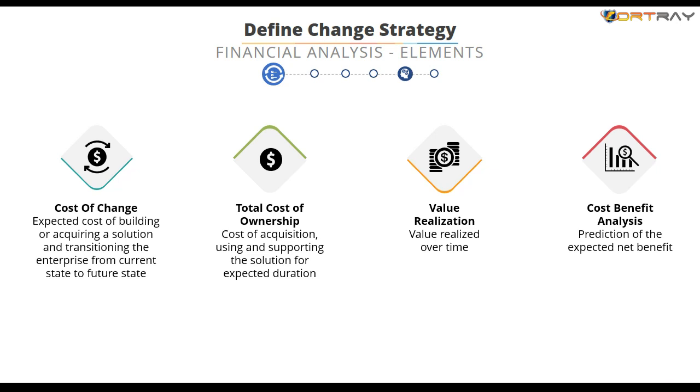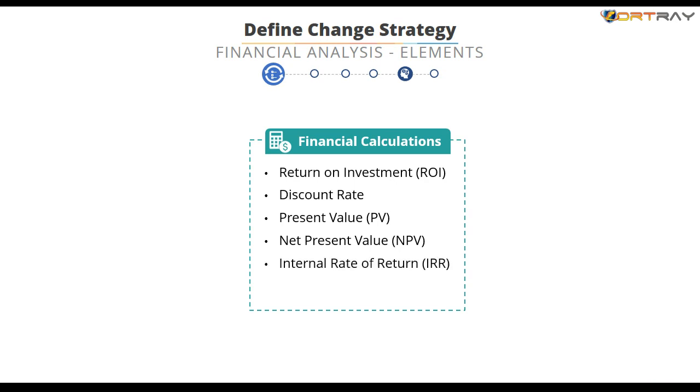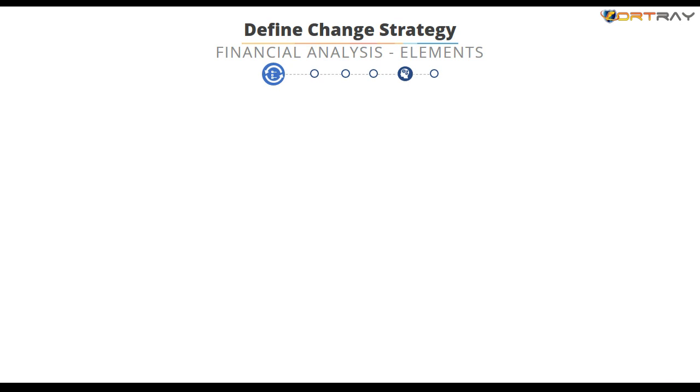Financial calculations are what organizations use as a combination of standard financial calculations to understand different perspectives. These include return on investment, or ROI, discount rate, present value, or PV, net present value, or NPV, internal rate of return, or IRR, and payback period, or PBP. Let us take a quick look at each of the financial calculations.